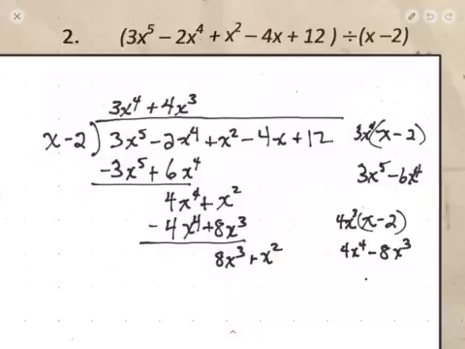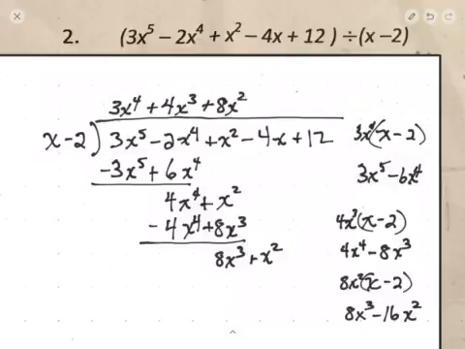So we're going to do the same thing. This time it's going to be 8x squared. 8x to the 3rd minus 16x squared. Did I write that down? Yep. So this time it's going to be plus 8x squared. So we end up with 8x to the 3rd minus 16x squared. So this is minus, this is plus, so we end up with 17x squared.